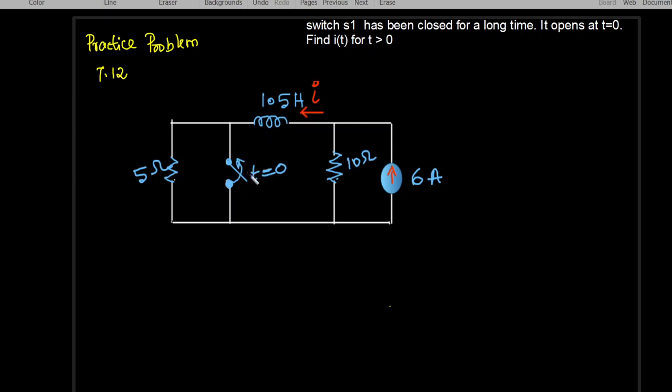And the switch S1 is given here, and according to the condition from the question, it has been closed for a long time and it opens at t equal to 0. So at this period the transient occurs, okay, and we need to find out the current i of t for t greater than 0.